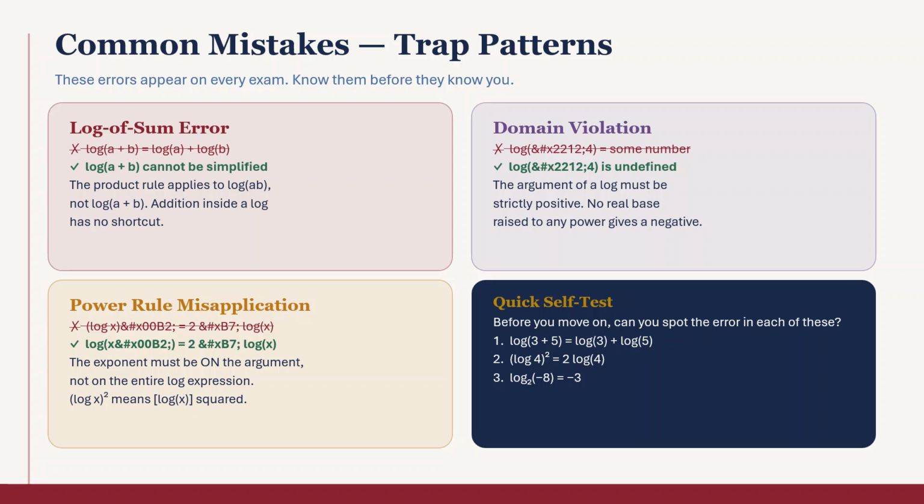Mistake 3. Cancellation errors. Students sometimes think log in the numerator cancels with log in the denominator, but log of x over log of y is not the same as log of x over y. The quotient rule applies when the division is inside one log, not when two separate logs are being divided.